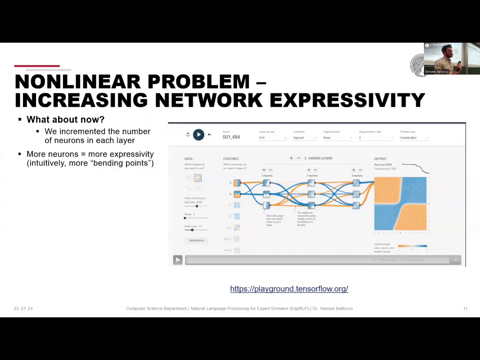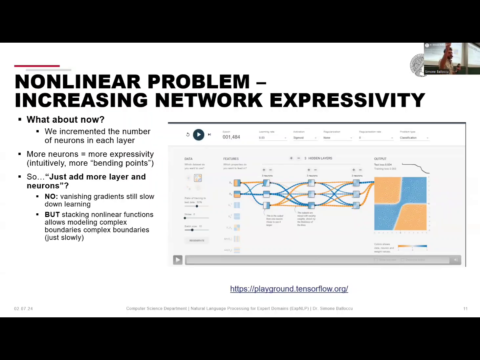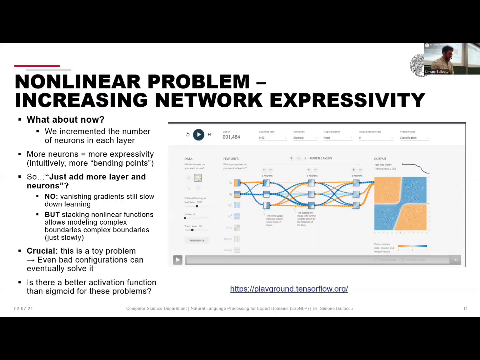So when you increase the neurons of the network, you increase the expressivity of the network because it can draw more complex boundary lines. It doesn't mean that the previous network couldn't do it. It just means this can do it earlier because you're making more combinations. So we just add more layers and neurons. No, still this is slow. We can reach the solution much, much faster than that. But stacking nonlinear functions still allows us to bend the lines and draw something which is nonlinear. And also this is a problem: literally you can throw almost any network at it, and it doesn't matter how heavy or non-optimal, it's gonna solve it. So is there a better activation function than the sigmoid? Rhetorical question, of course there is.